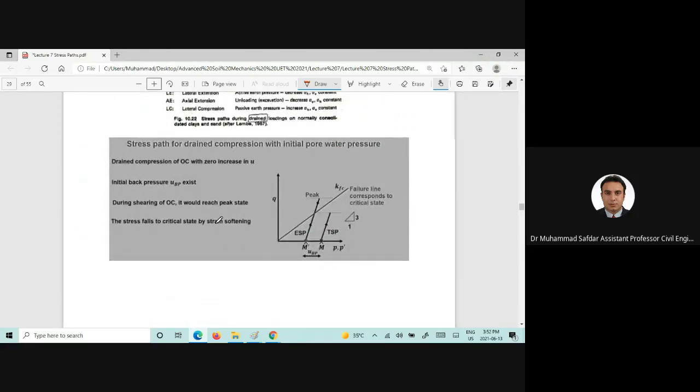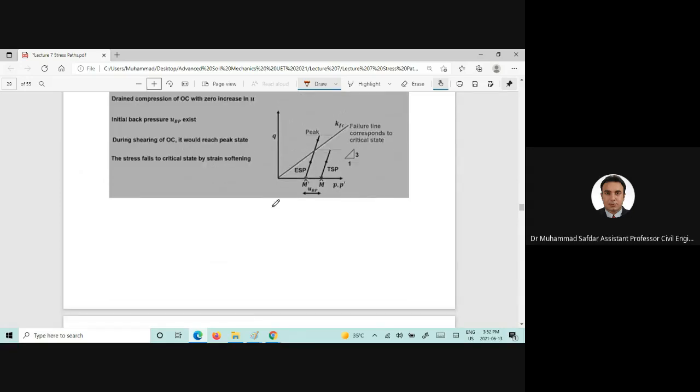Now the stress path for drained compression with initial pore water pressure. For example, if we draw a plot here, this is the effective stress path and this is the total stress path, and as I mentioned earlier, the slope would be 1:3, and here is the Kf or the failure line which corresponds to the critical state.